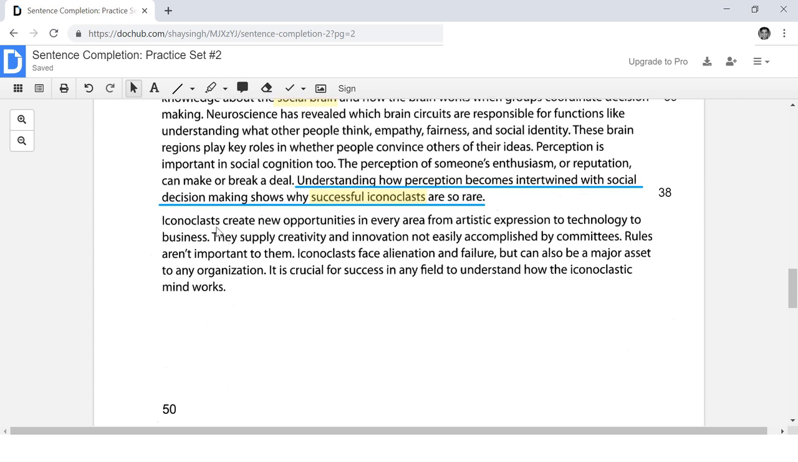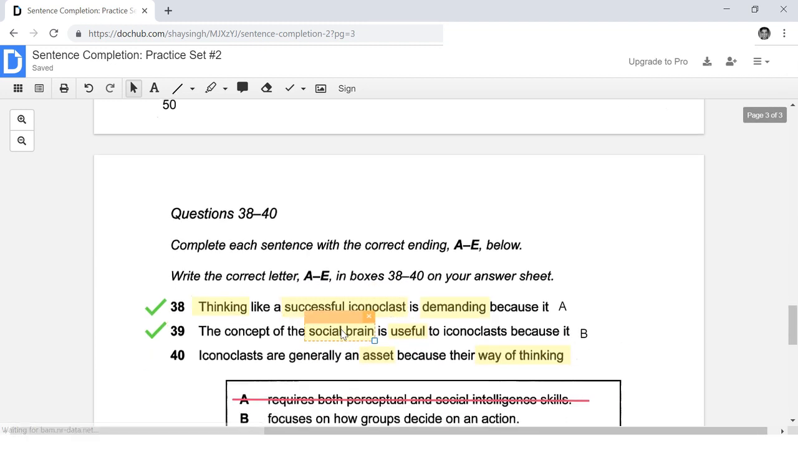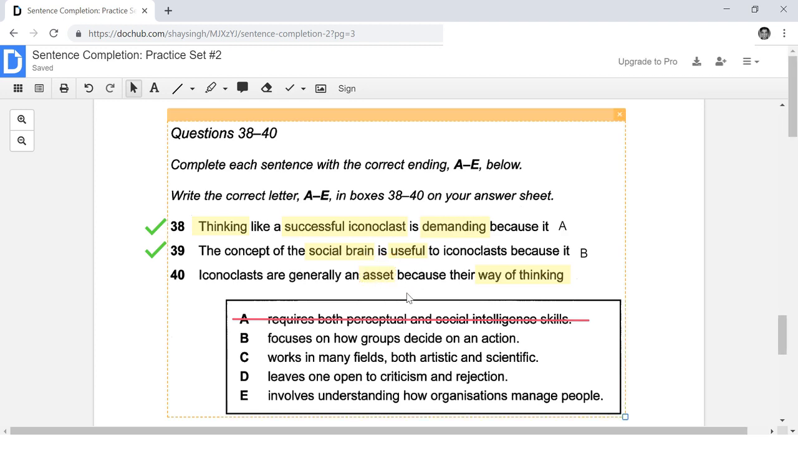All right, now here I see a synonym language. It says that iconoclasts create new opportunities. Guys, does that sound like something that might be an asset? Something that helps you to create new opportunities? This right here is a clear example of creating more value, of adding value. So it's telling us why iconoclasts are valuable. They are valuable because they create new opportunities. So that is synonym language for asset.